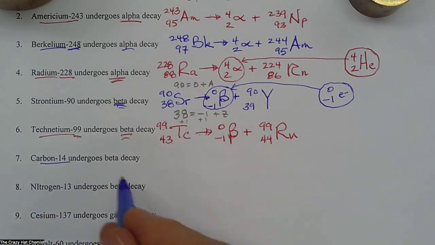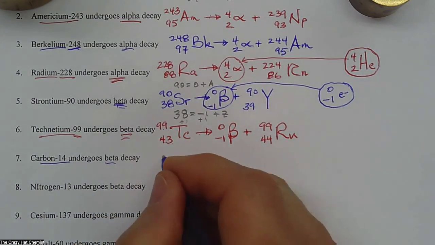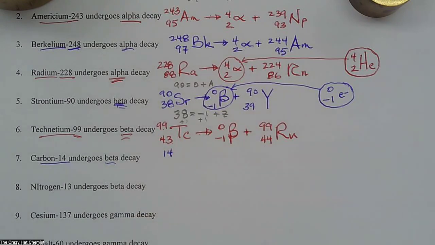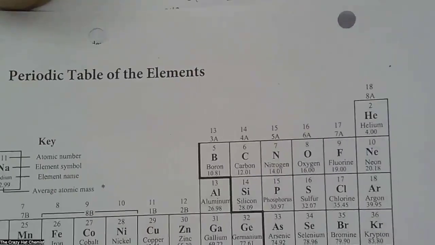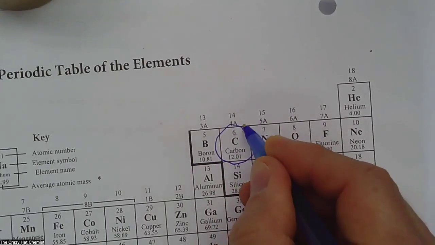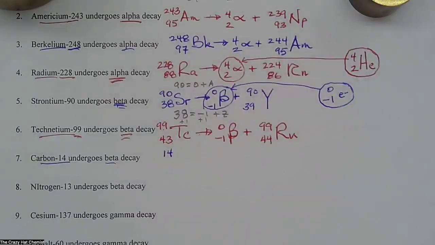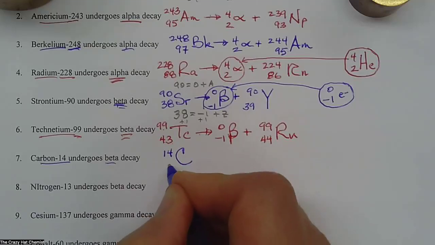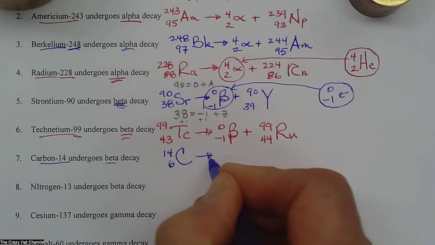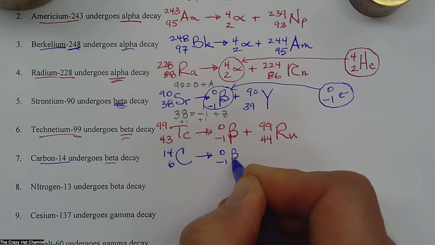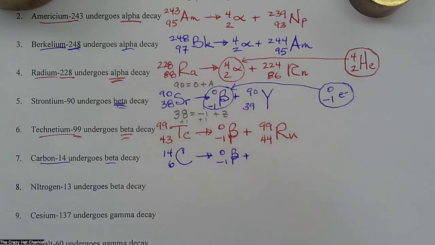Carbon 14 undergoes a beta decay. So carbon 14, the mass is 14. We're going to find carbon on our periodic table. That's right here. There's carbon. It's element number 6. It has a capital C and a capital C only. So a C, it's element number 6. It's going to undergo beta decay, 0, -1, and the beta symbol plus.